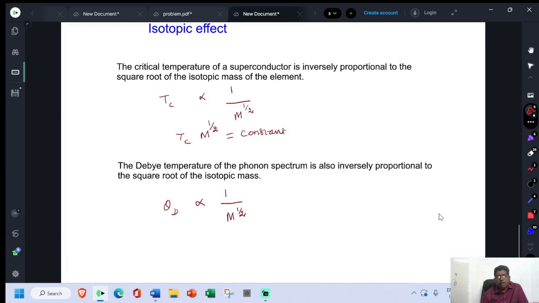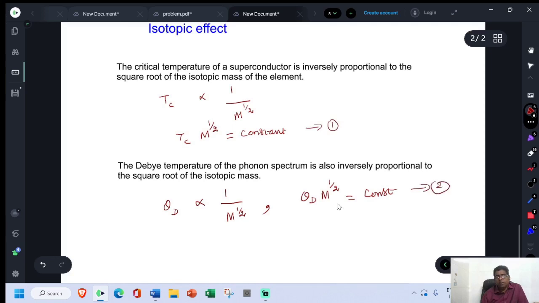From this we can write theta D into m power 1 by 2 is a constant. From these two equations, say this is equation 1, this is equation 2. From the equations 1 and 2, we may write Tc by theta D is a constant.